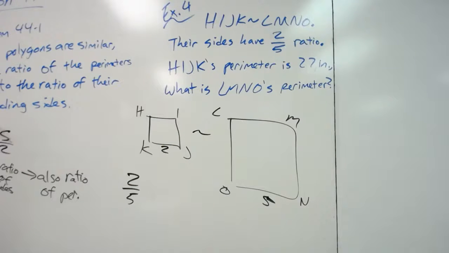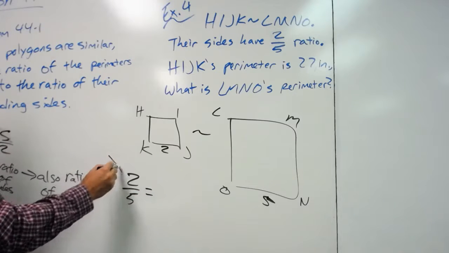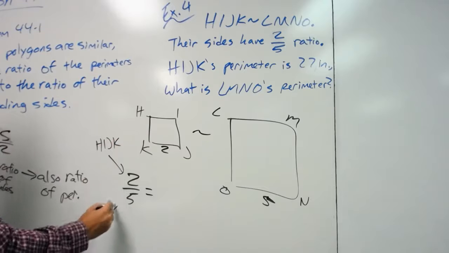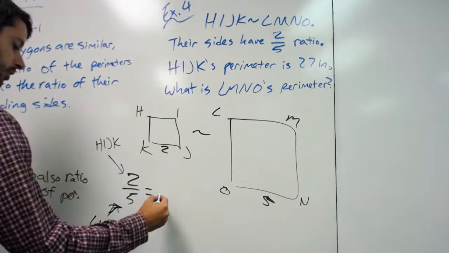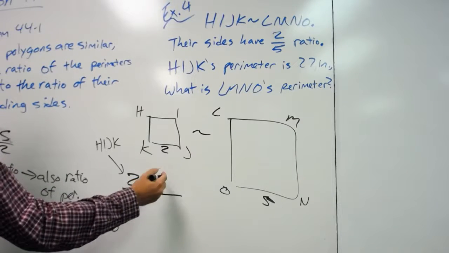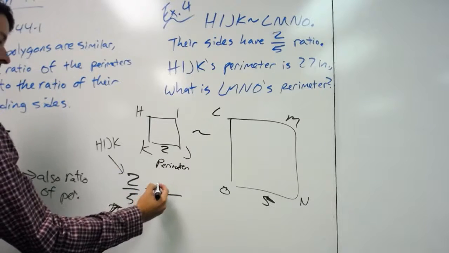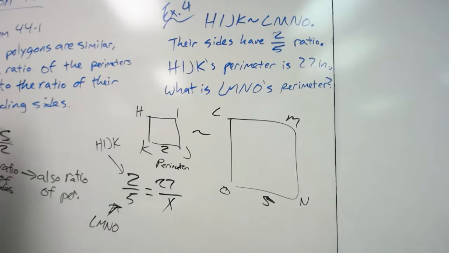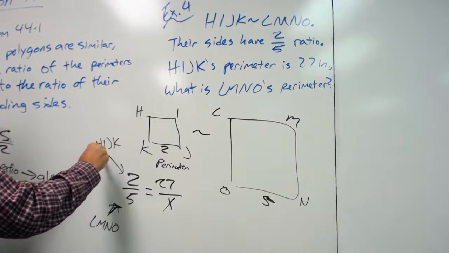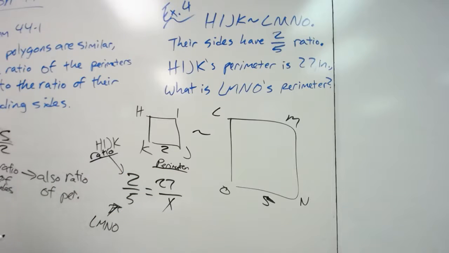What is LMNO's perimeter? Well, what we can do is apply this ratio and say, okay, this one is referring to HIJK, this one is referring to LMNO, and so over here I'm going to do the perimeter of HIJK, and that is 27, over the perimeter of LMNO. I'm going to call it X rather than write all 4 of those letters. But here's the ratio side, and here's the perimeter side or column. And then you cross multiply and solve.